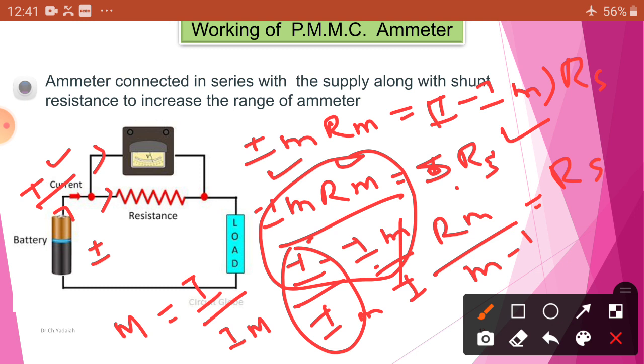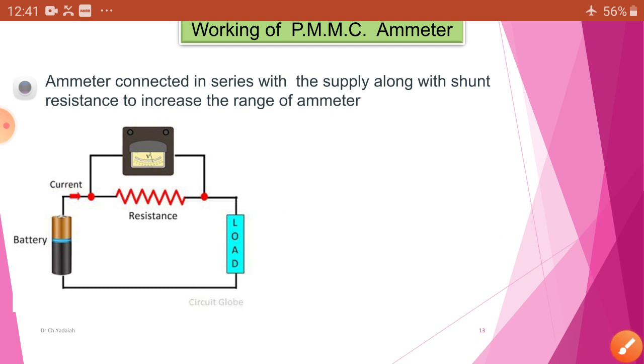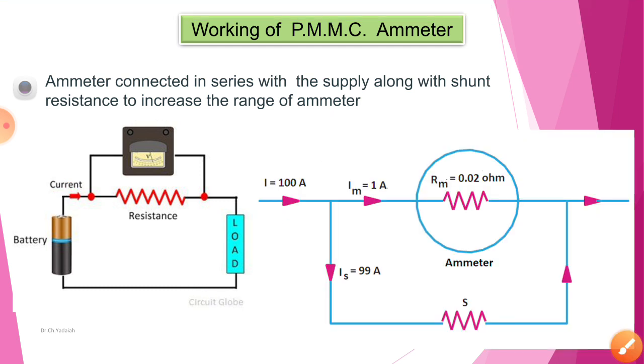So RSH is the unknown shunt resistance which you are going to connect to measure up to the range of 100 amperes. Rm is a known value, and M minus 1 is known. This is the thing you are going to find. This is the basic equation, you practice it. From this equation we are going to calculate this one.